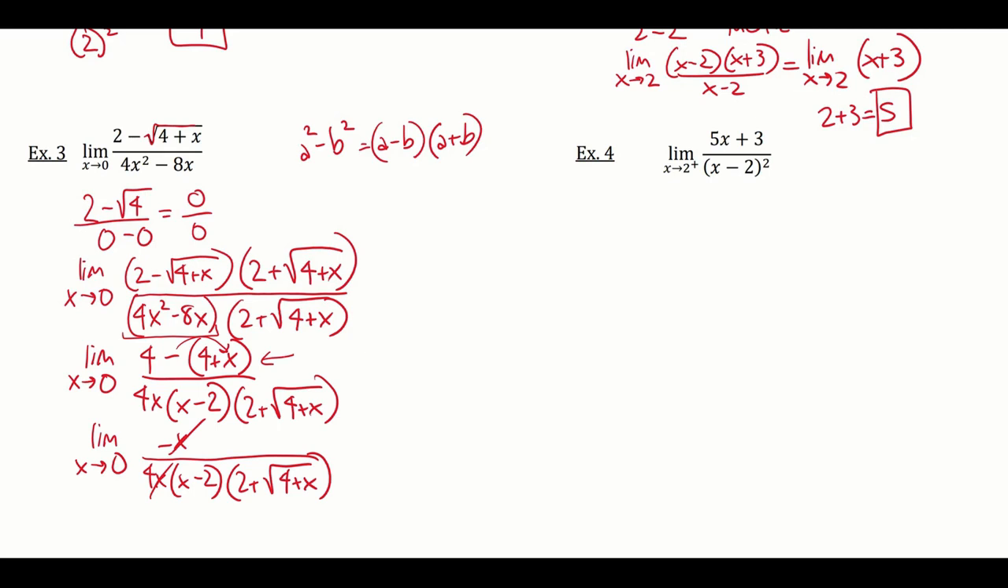So now I can plug in 0, because now if I plug in 0, my numerator is just -1. My denominator is 4 times 0 minus 2, which is -2, times 2 plus root 4. So that's -1 over -8 times 2 plus root 4, which is 2 plus 2, which is 4. So that is 1 over 32.